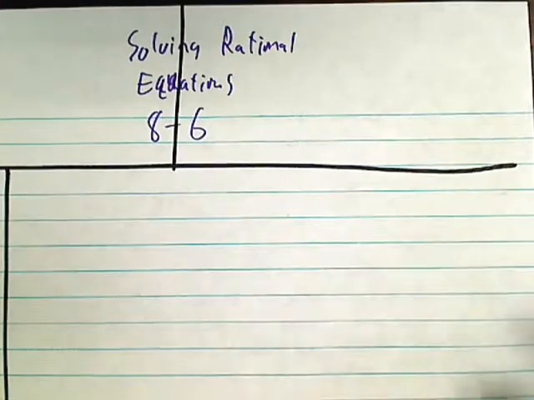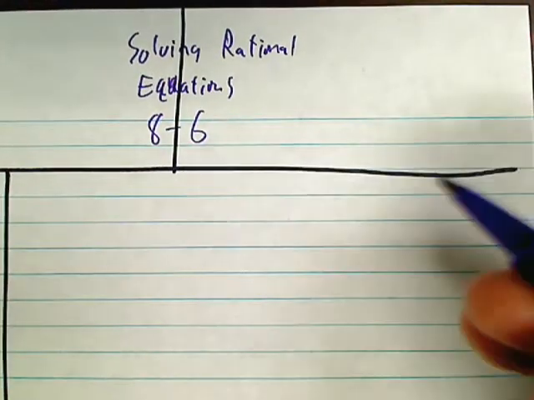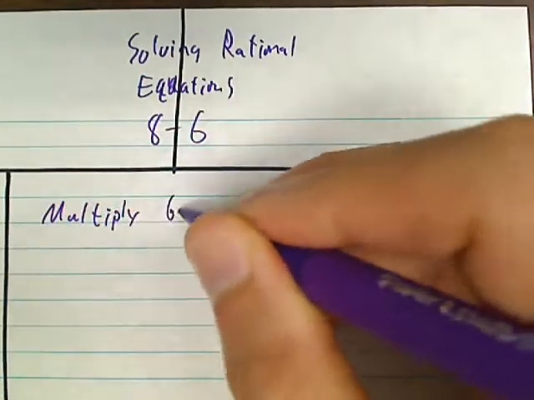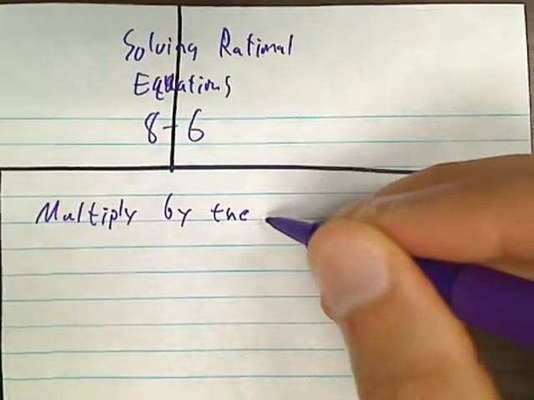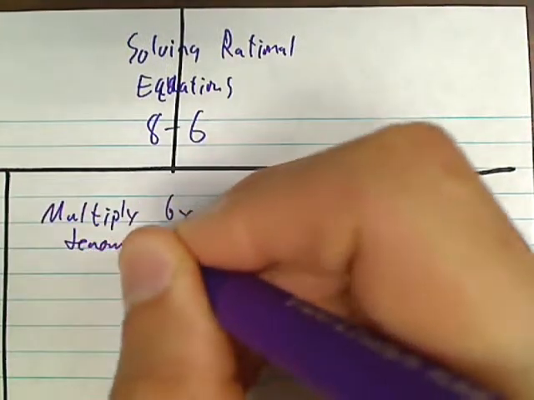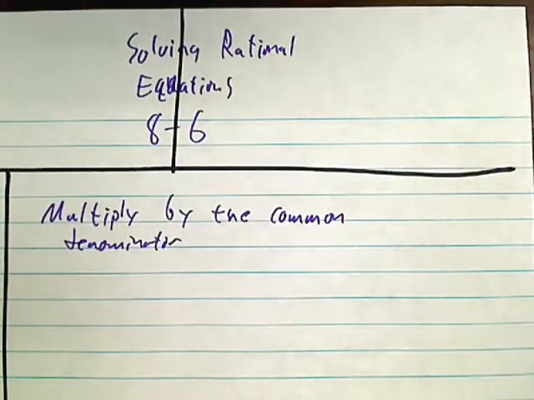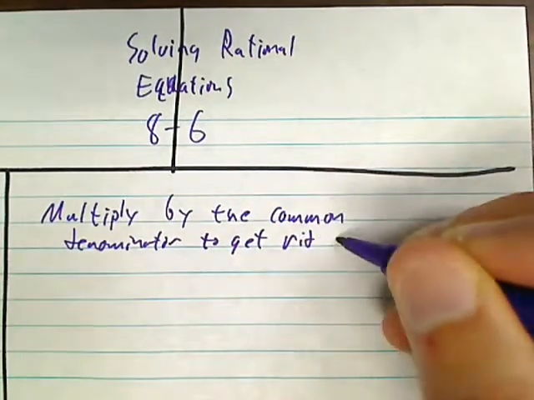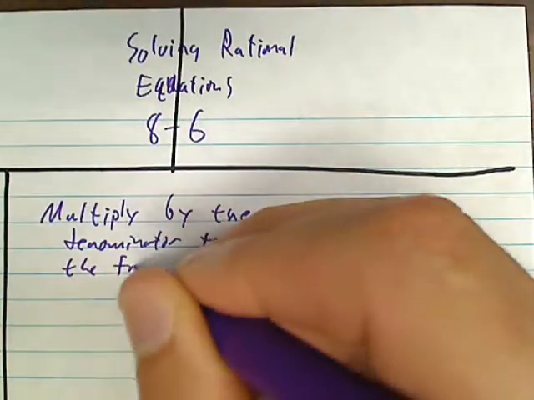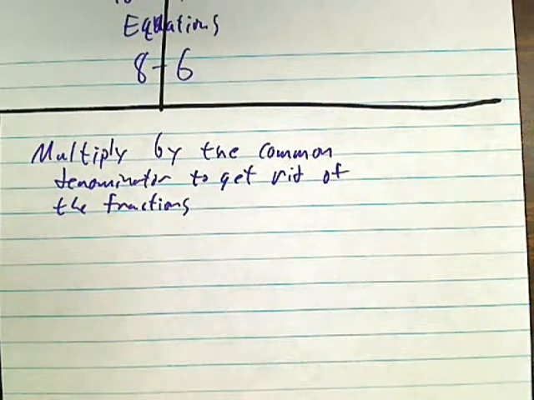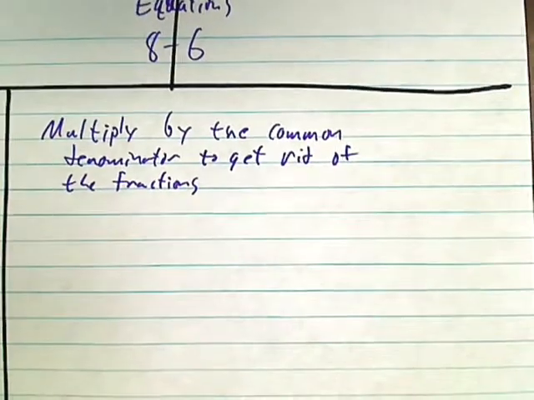The thing that you need to remember when you're solving these kinds of equations is to multiply to get rid of the denominators. Multiply by the common denominator to get rid of the fractions. And this is a technique that you learned in Algebra 1, so hopefully you'll get a quick refresher here and you'll be like, oh yeah, that thing.